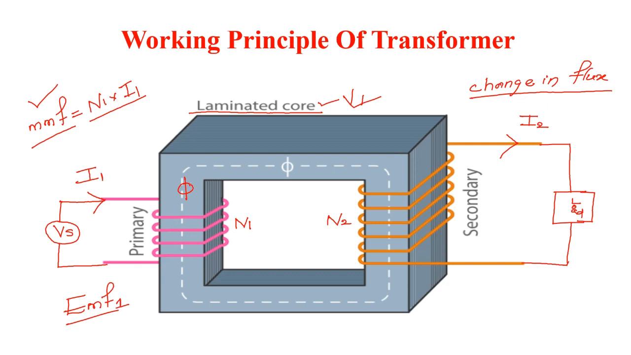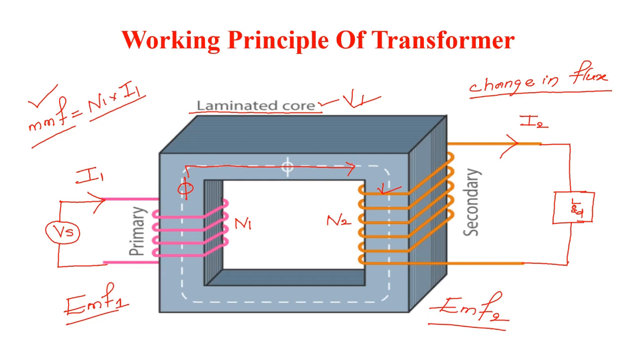Now the most important point is this change in flux is flowing through this transformer core, and this change in flux again links with the secondary windings. When this change in flux is linked with the secondary windings, there is a production of electromotive force 2. That is, the electromotive force produced in the secondary winding. That's why I'm giving the name EMF 2.